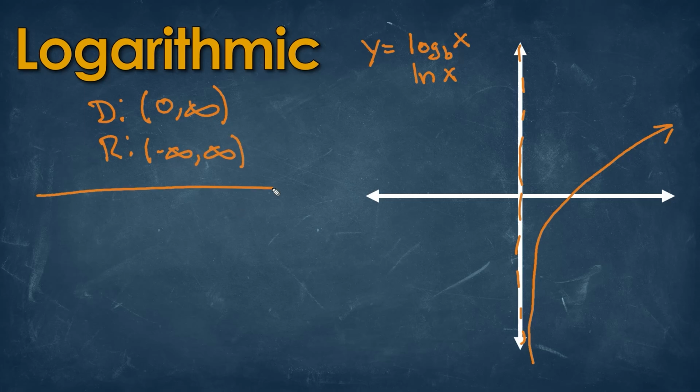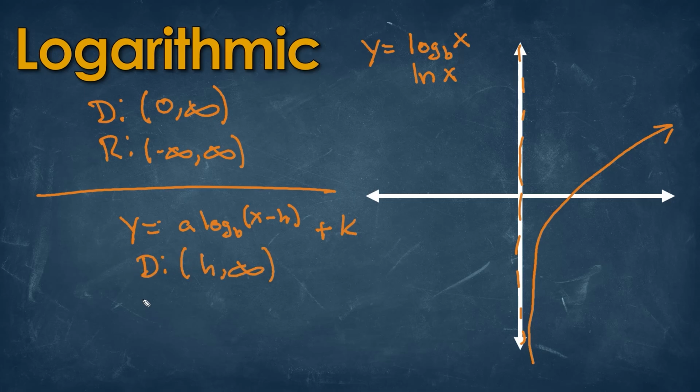The standard form of this equation we usually see as y is equal to a times log base b of (x minus h) in parentheses plus k. This will change our domain to where we go from h to infinity, and our range will stay the same, from negative infinity to positive infinity. Now again, this is going to be for when a is a positive value or greater than 0.